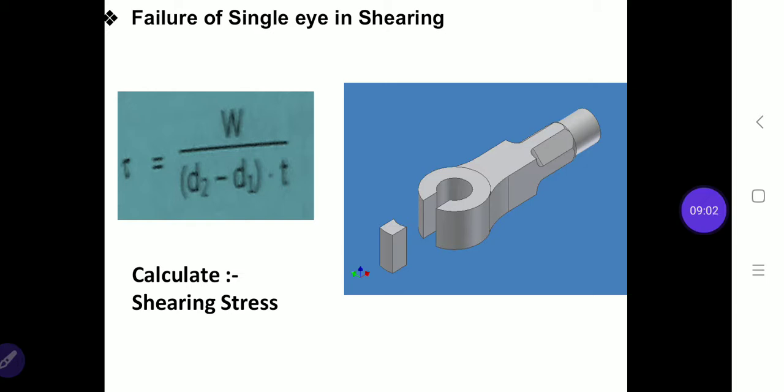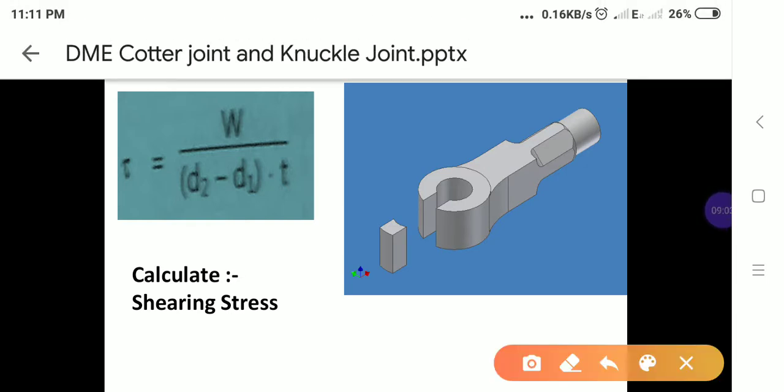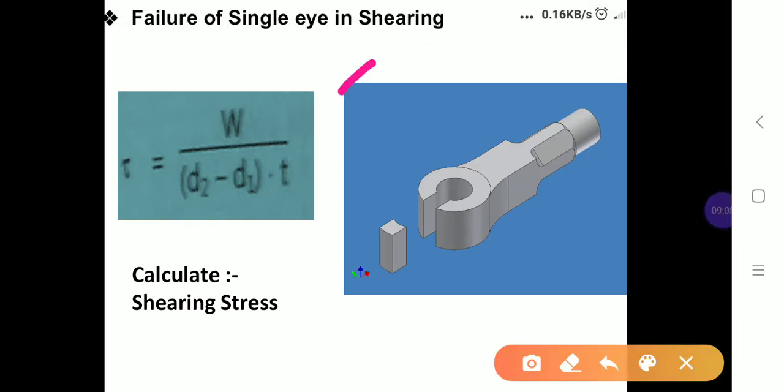Then next step is failure of single eye under shearing. This is the 3D view of failure of single eye under shearing. So shear stress is represented here: tau is equal to force upon area. Force is nothing but W, and area means outer diameter minus inner diameter, into thickness.